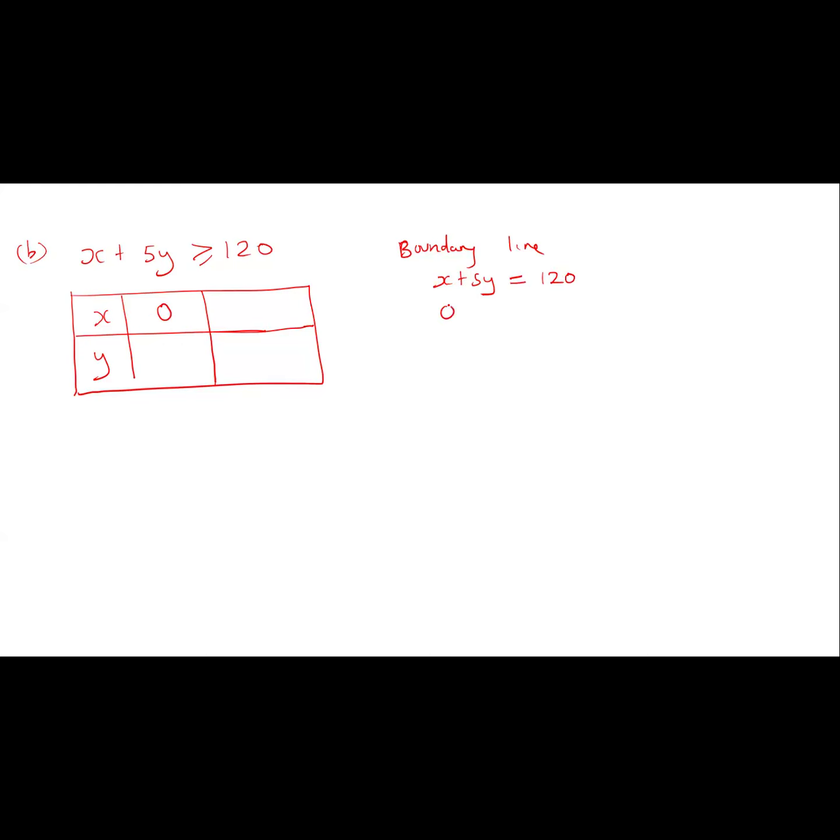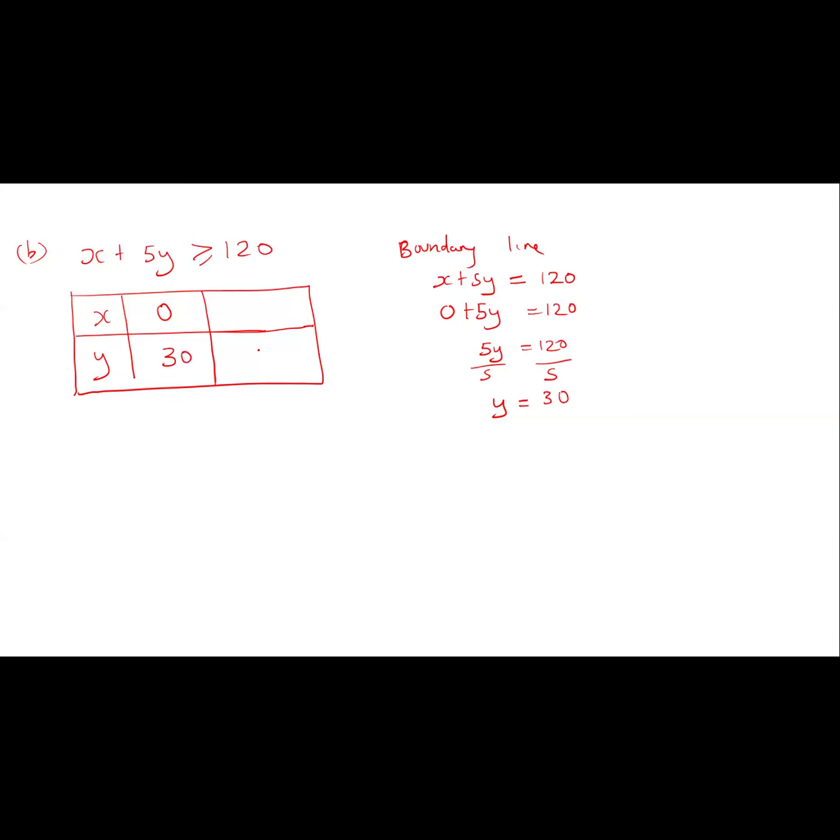So I say 0 plus 5y is equal to 120. So this is going to be 5y is equal to 120. Divide by 5, divide by 5. So you'll get y is equal to 120 divided by 5. Is it 8? No, it's not 8. You get your answer. This is 30. So I'll come here and put 30.